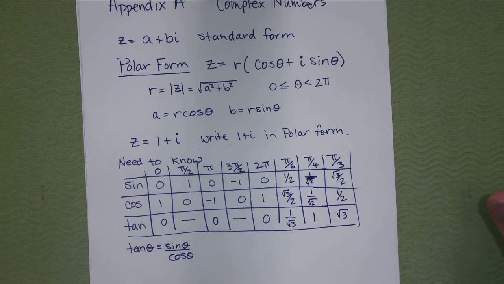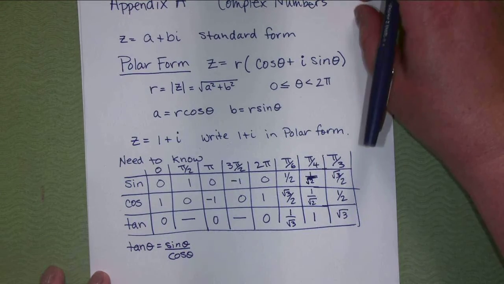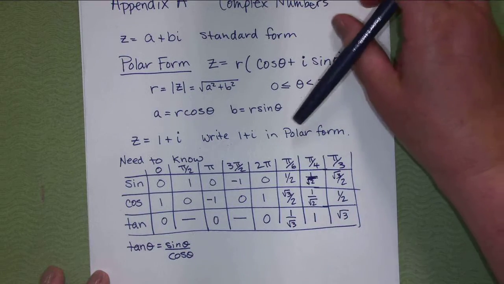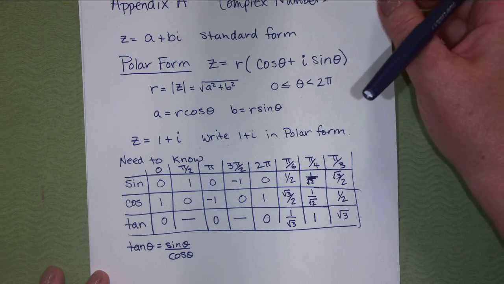And any other values, like say pi over 8 or pi over 12, you would just use your calculator in radians to get those, and we'll do an example of both so you can see what the difference would be. Okay, so now that we know all this, we're just going to convert the numbers. So we'll start with 1 plus i, because that's just a normal one.